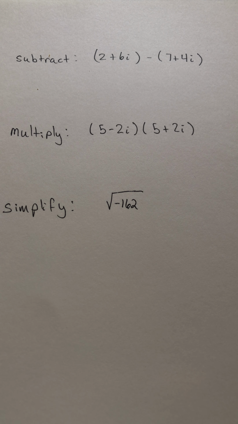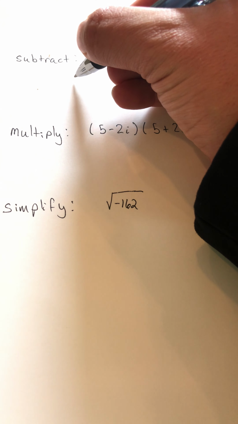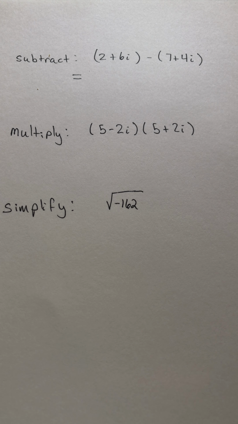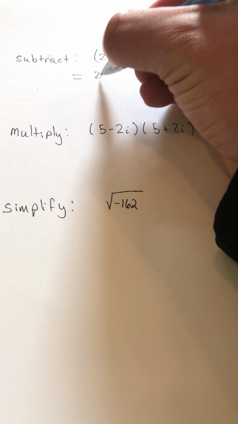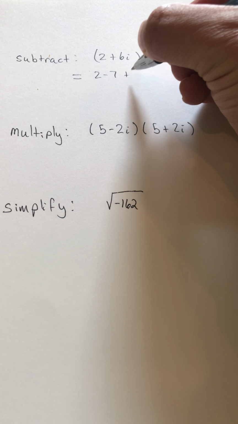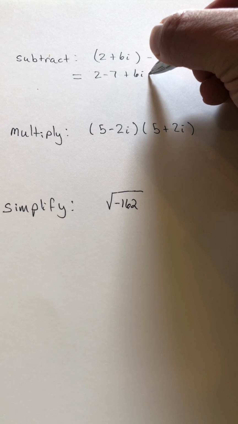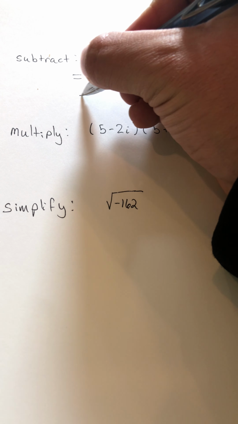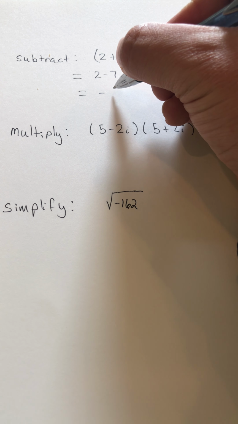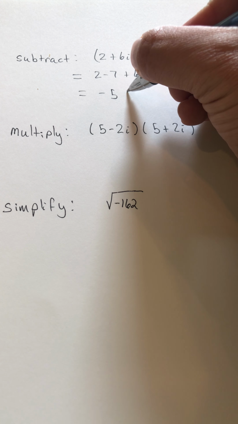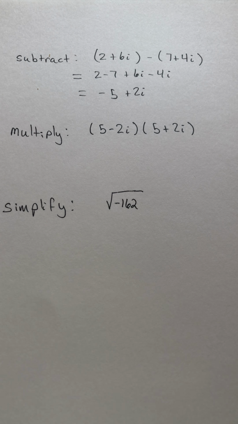Complex numbers add and subtract just like combining like terms. They work how you would want them to work. So if we were to subtract the complex number 2 plus 6i minus 7 plus 4i, we would have 2 minus 7 plus 6i minus 4i, which is -5 plus 2i.